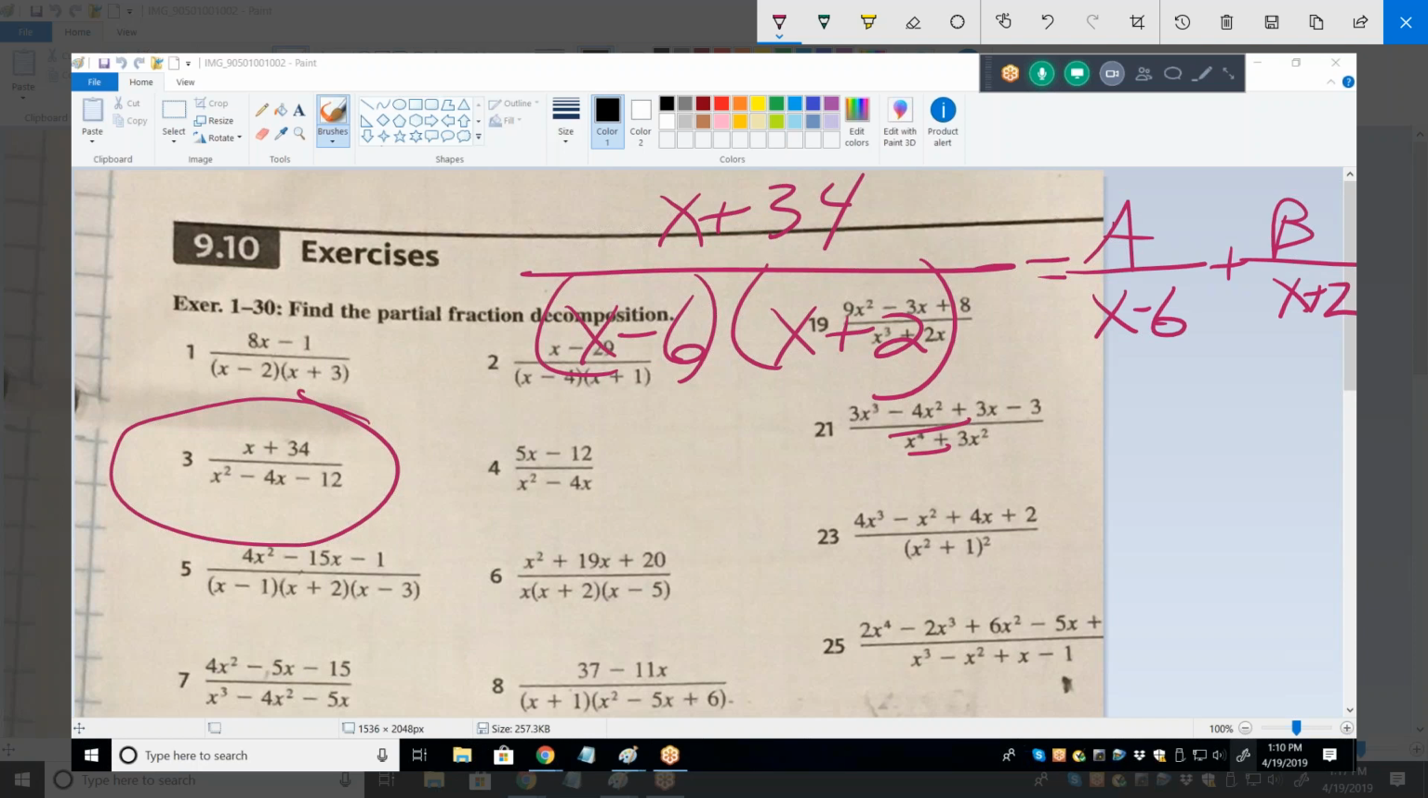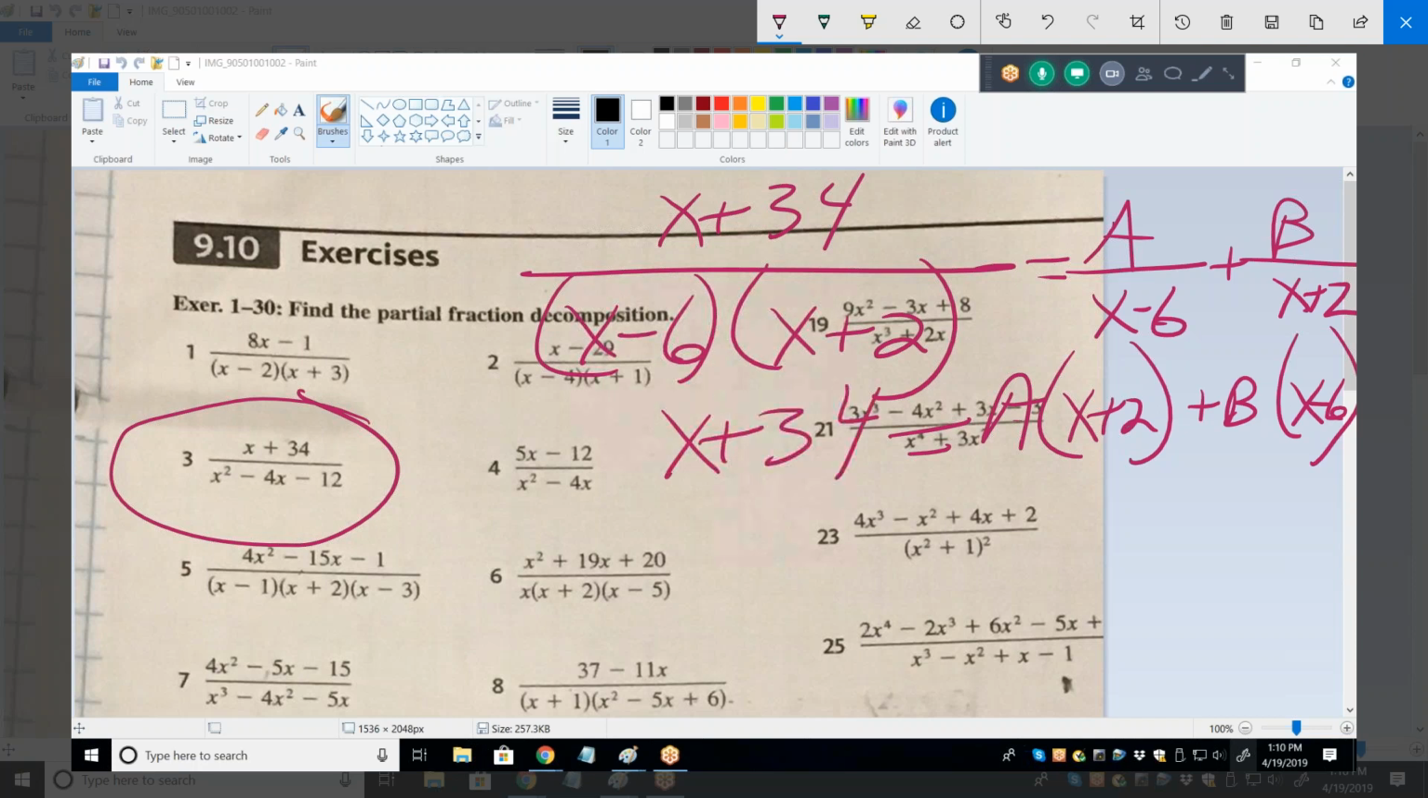Denominator is the same as it is on the left. Okay. And they're going to be two fractions, A times x plus 2, and then the other will be B times x minus 6. And that all has to be equal to what? X plus 34. Same problem as before. That's right.